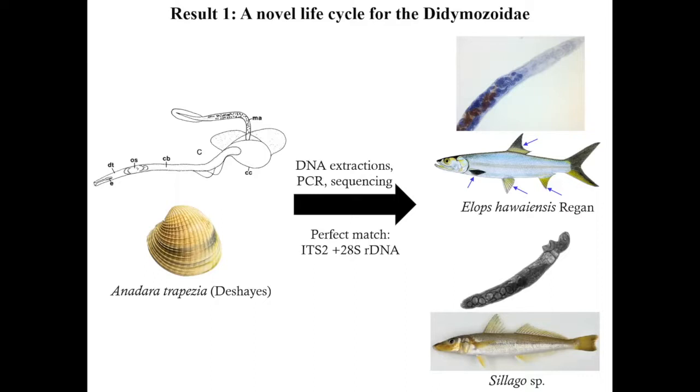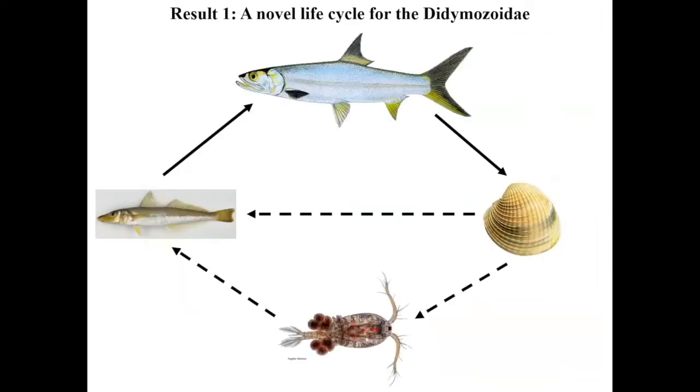And this is a very extraordinary discovery because it allows us to present the first, at least partial, if not complete, didymozoid life cycle with the most important hosts, the first intermediate host and the definitive host here. And the fact that these didymozoid species use a bivalve has deep implications regarding didymozoid evolution as a whole.